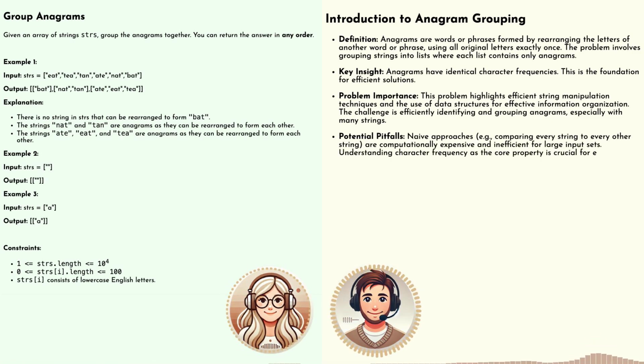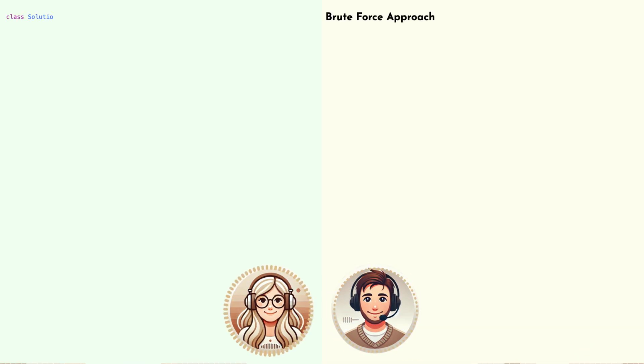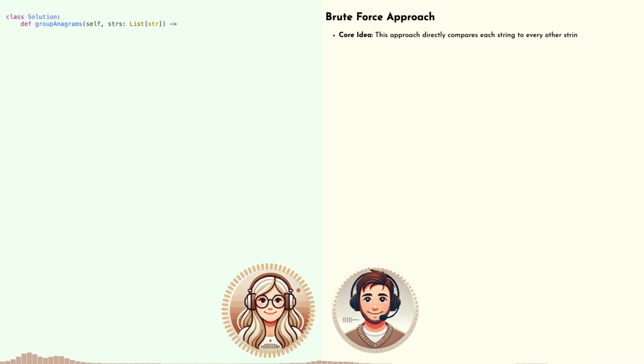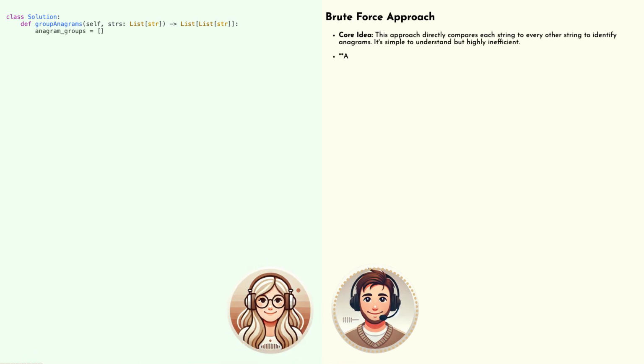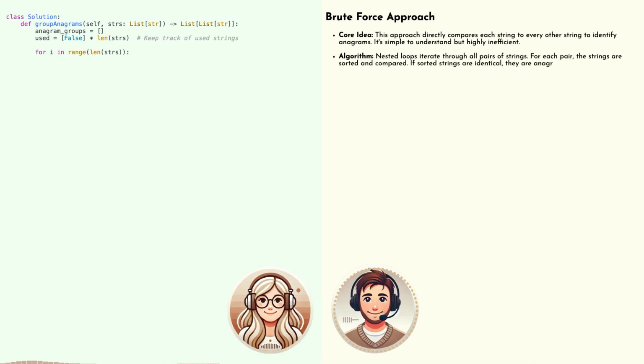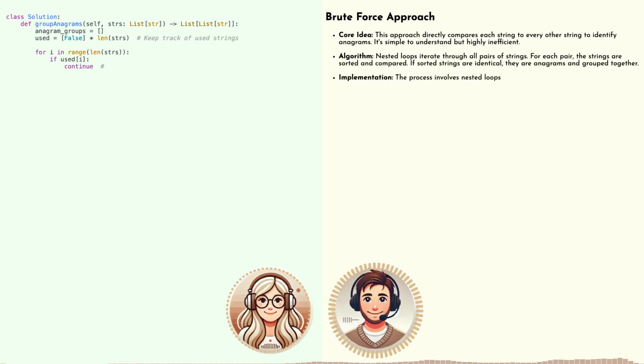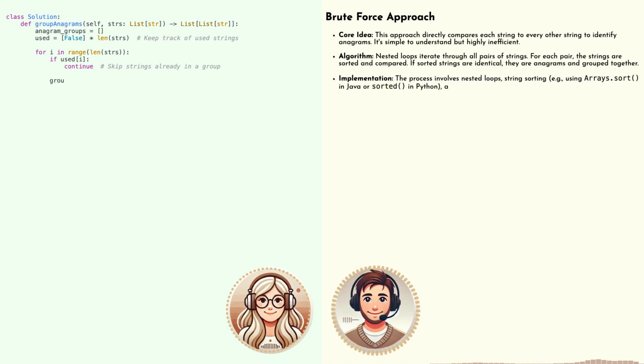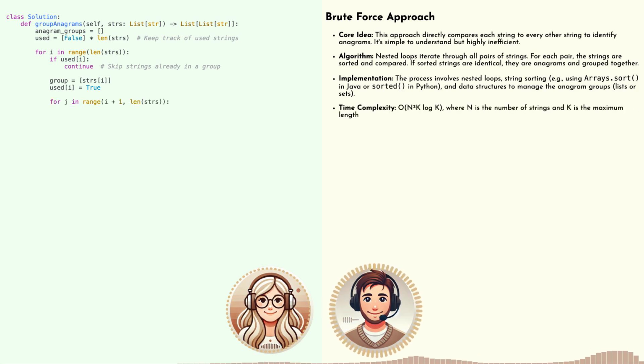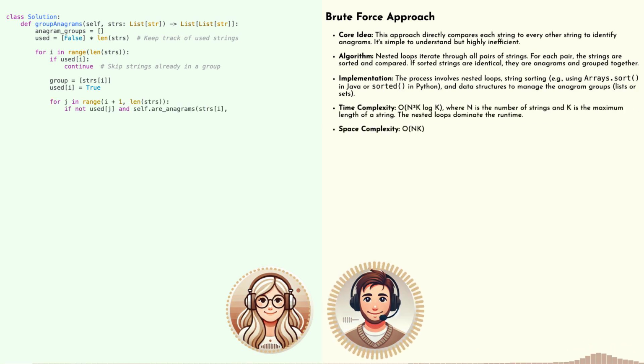So for our listener who might be new to this, can you quickly lay out the challenge? What exactly are we trying to accomplish here? Absolutely. Imagine you have this big jumbled list of words. Your mission, should you choose to accept it, is to write code that neatly sorts these words into groups where all the words in a group are anagrams of each other. And just as a reminder, an anagram is a word or phrase that you create by rearranging the letters of another word or phrase. So listen and silent are anagrams.